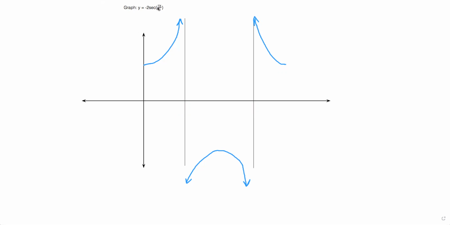So if it were just secant of x, it would look like this. But we have secant of pi over 3 x. Let's talk a bit about what that does. Ordinarily, we have points of interest at multiples of pi, or maybe at multiples of pi over 2.